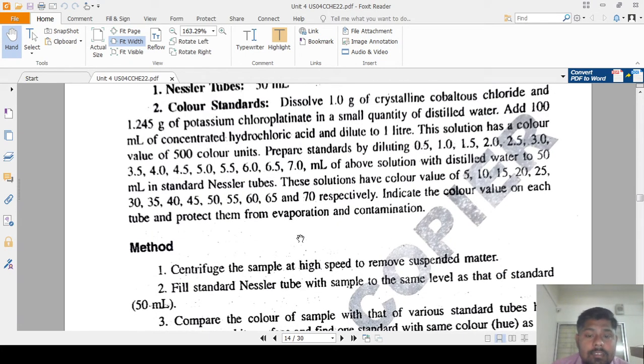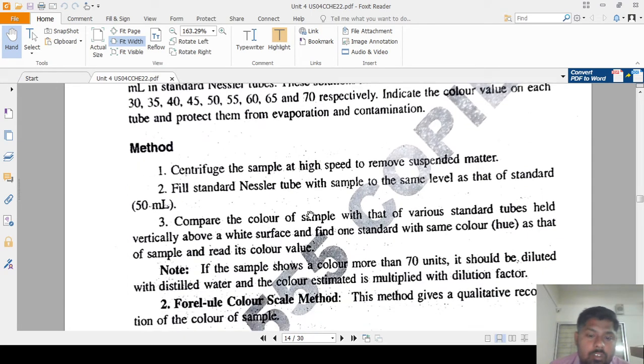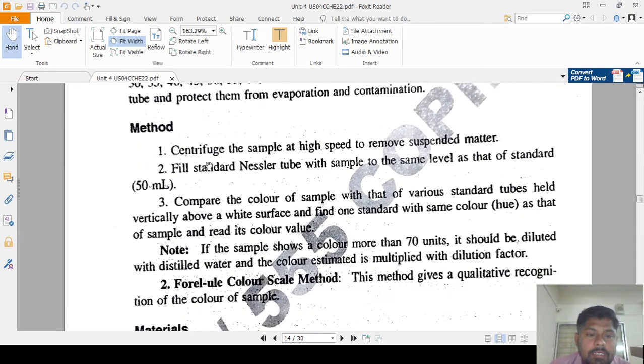These are standard solutions, or we can say a reference solution, by using which we can identify the color value in the sample solutions. Now, that is the method. Centrifuge the sample at high speed to remove the suspended matter. First of all, we have to remove some suspended particles from the water sample, and for that the method used is called centrifugation. If you want to know what centrifugation is, you may Google it.